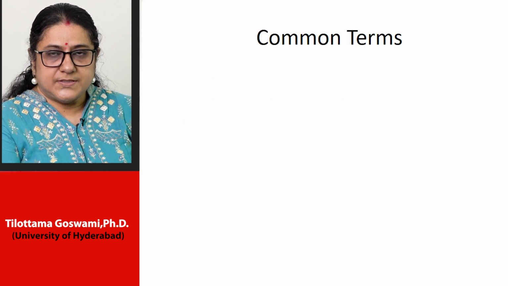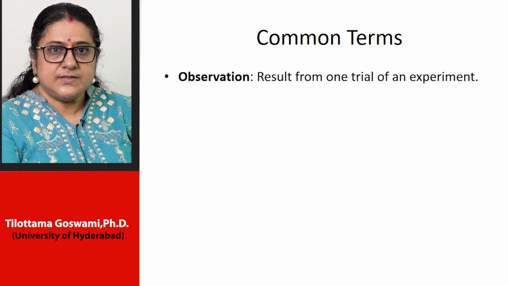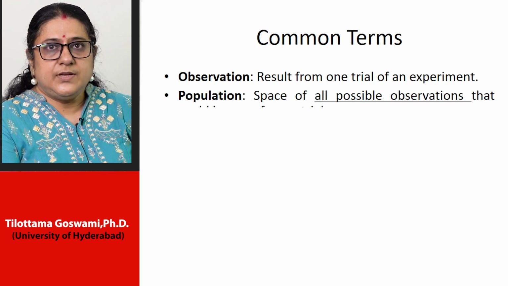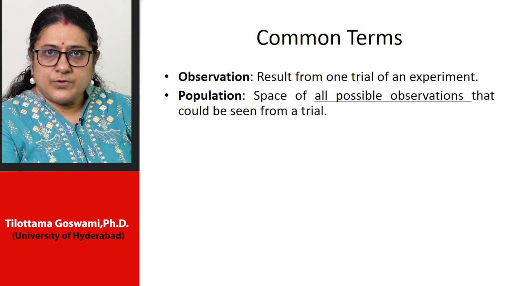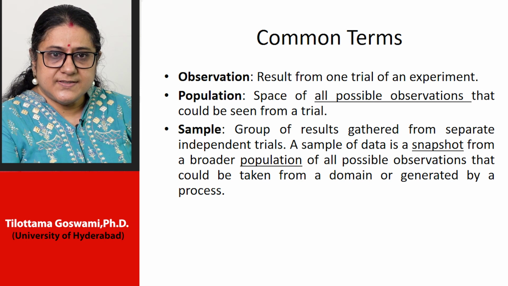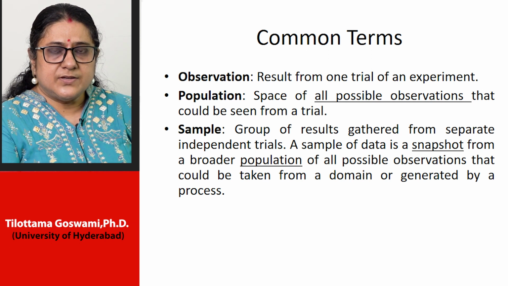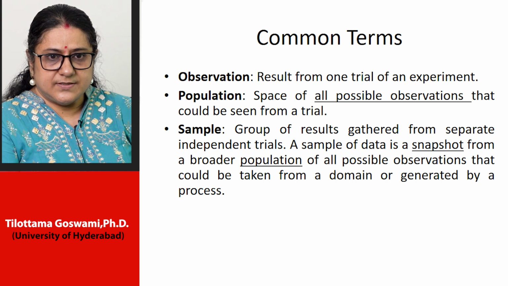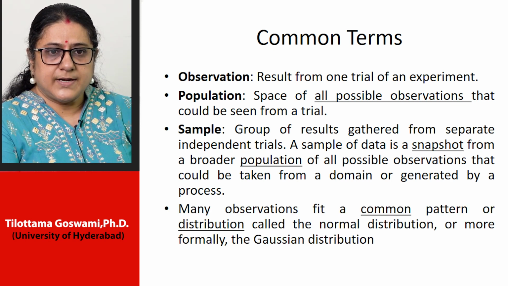The common terms which will occur in this video: the observation. An observation is a result of a trial of an experiment. Population is the space of all possible observations, and a sample is a group of results gathered from separate independent trials, a part or a snapshot from a broader population of all possible observations. Many observations fit a common pattern or distribution called the normal distribution or the Gaussian distribution.